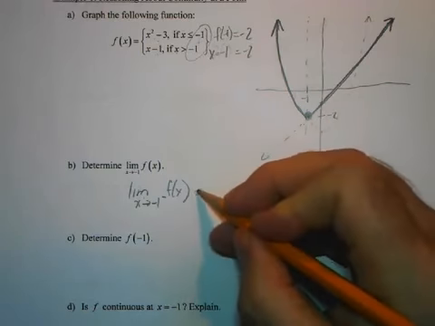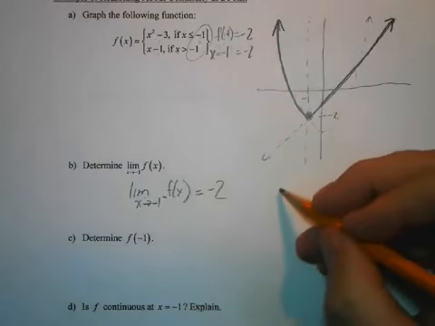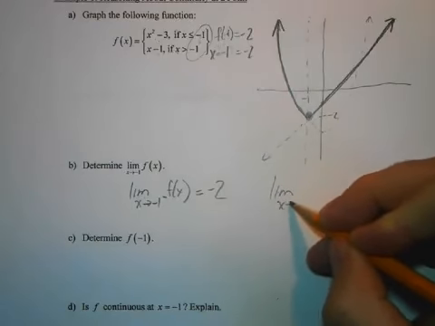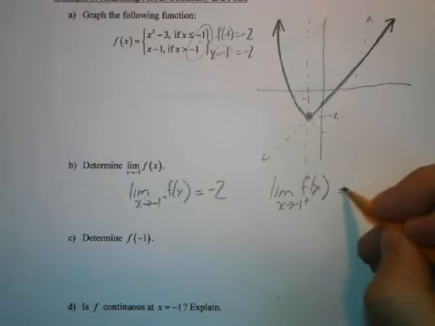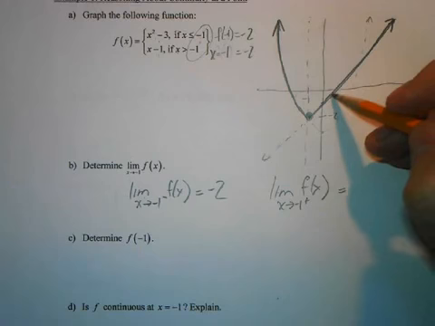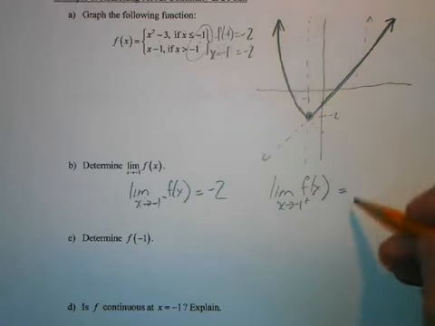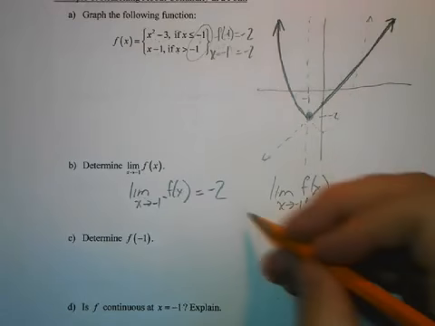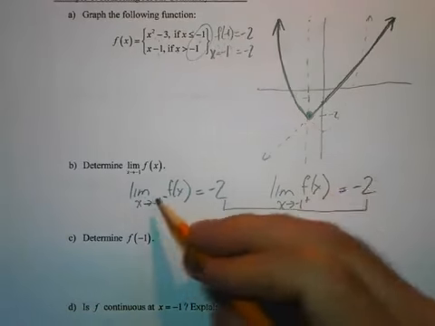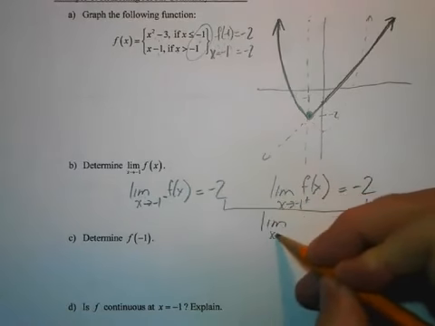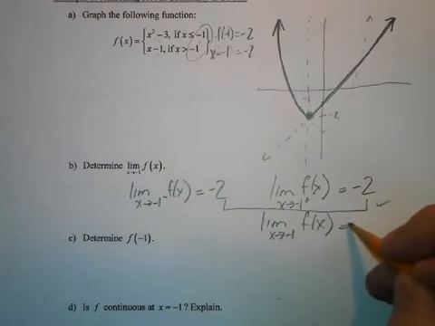is -2. Okay, and then if we do the same thing from the right side, so the limit as x approaches -1 from the positive side of f of x, you can see it's going to be the same thing as we approach from the right side and get to x equals -1. The function is approaching -2 also. So the fact that these two match tells us that the overall limit as x approaches -1 of f of x is equal to -2.